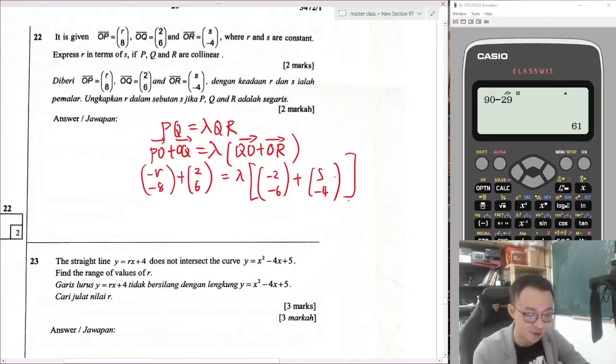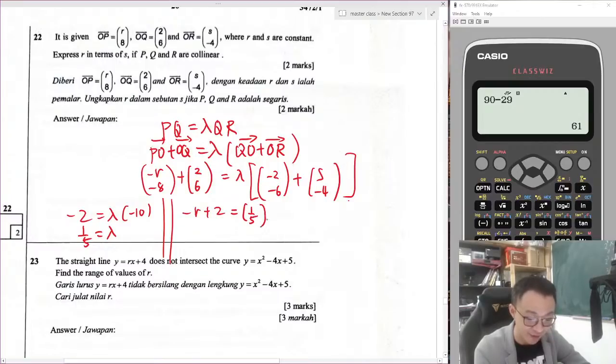I find the lambda using the y value first. Negative 8 plus 6 is negative 2 equals to lambda times negative 10. So my lambda is equal to 1 over 5, 2 over 10, 1 over 5. Then I can do the top one, which is the x value. Negative r plus 2 equals to lambda 1 over 5 times s minus 2, or negative 2 plus s.